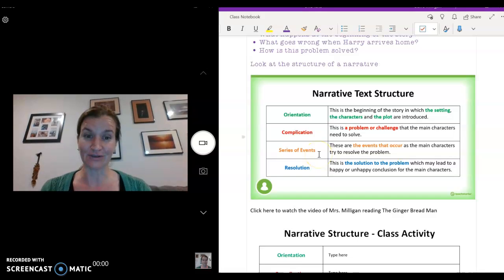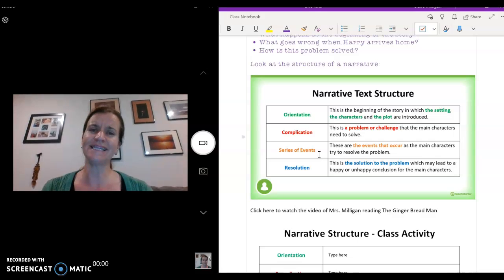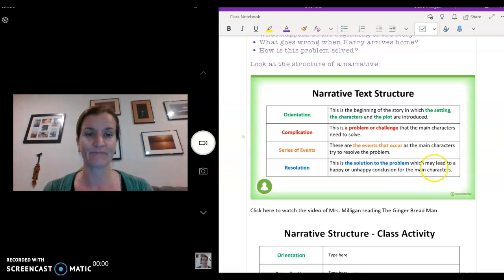Finally, you have your resolution. The resolution is the ending of your story, and it's usually the solution to the problem in the traditional story. So this may lead to the characters being happy or unhappy with the conclusion of what happens at the end.